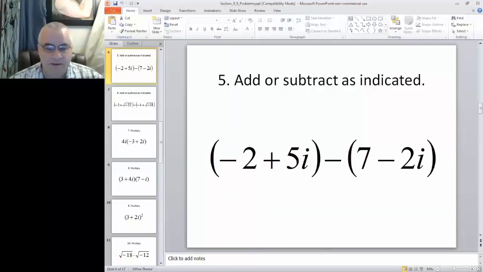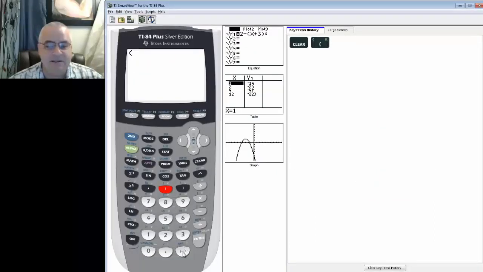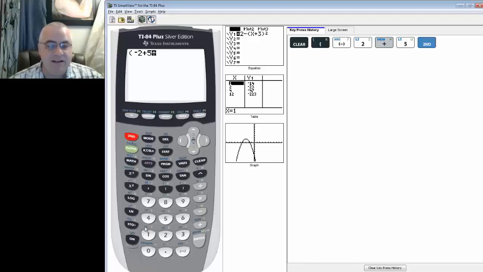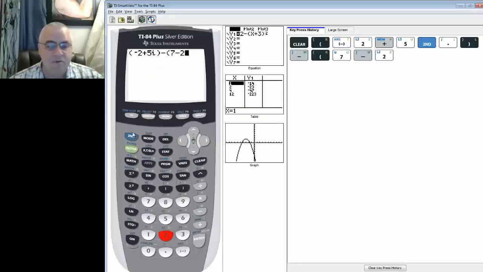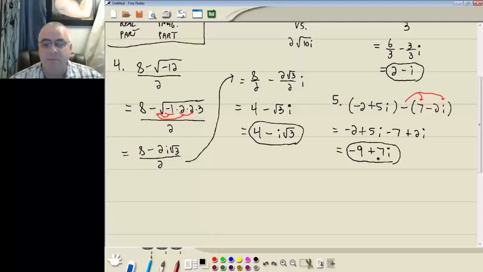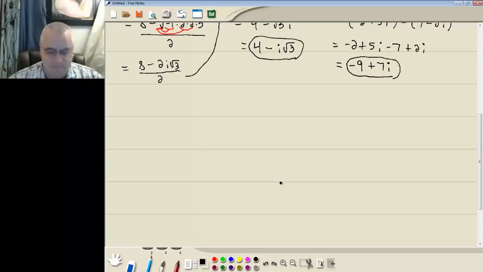And if I can locate the calculator, there it is. Okay, so I do a beginning parenthesis, negative 2 plus 5i. Now the i is down here. You see the decimal? If you do second decimal, it'll put the i on there. Closing parenthesis, minus, beginning parenthesis, 7 minus 2, then second decimal, and then closing parenthesis, and enter. And you see we got negative 9 plus 7i, which is what we came up with over here. Not hard by hand, even easier on the calculator.